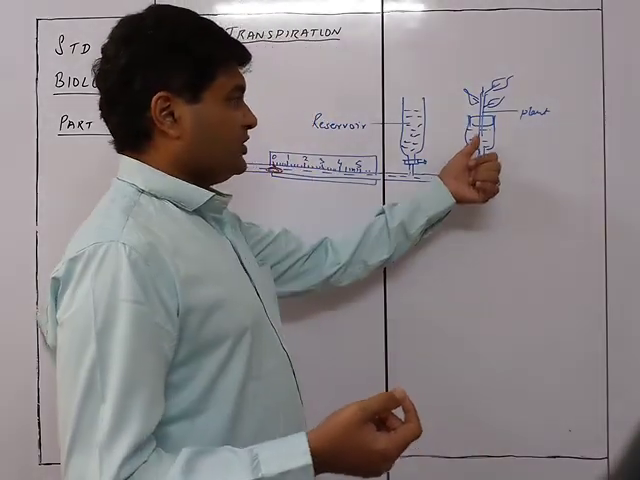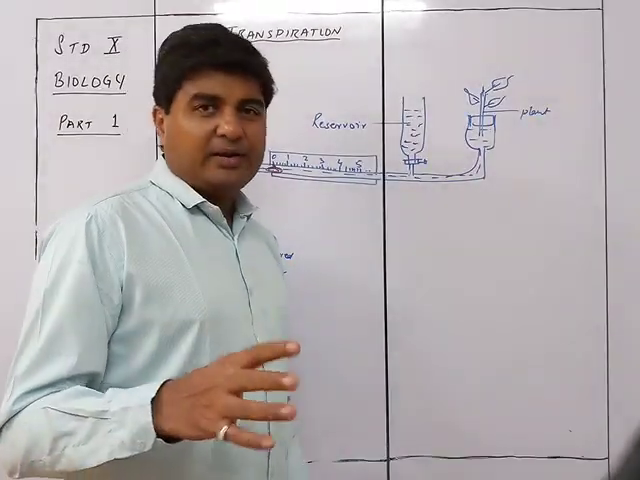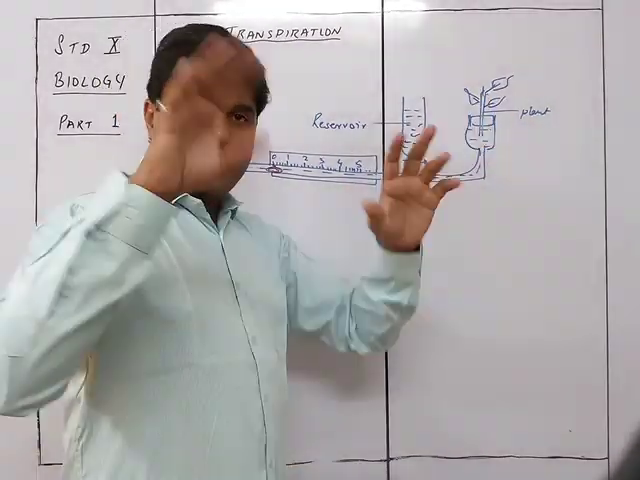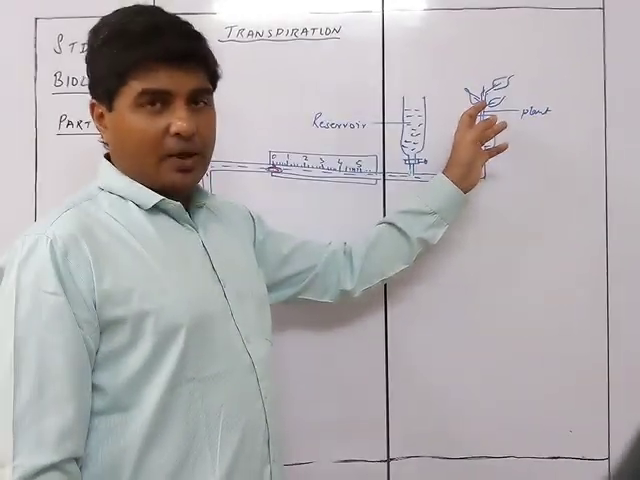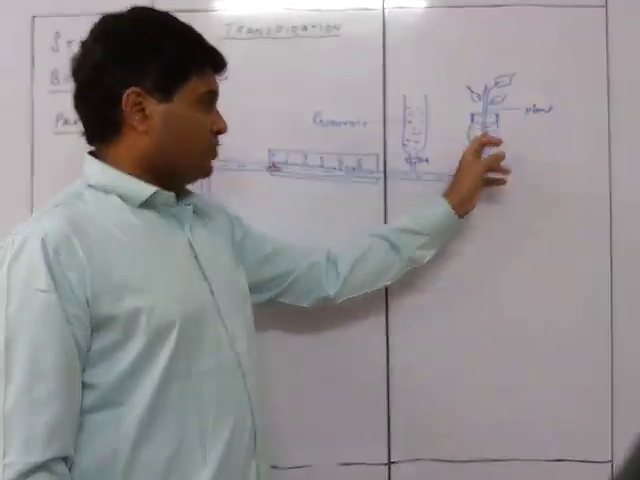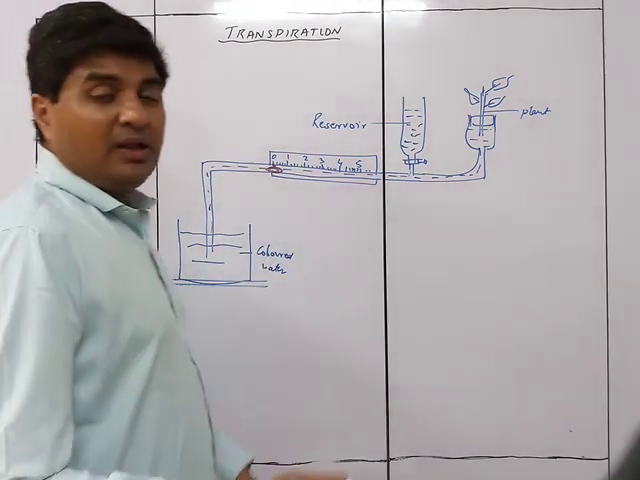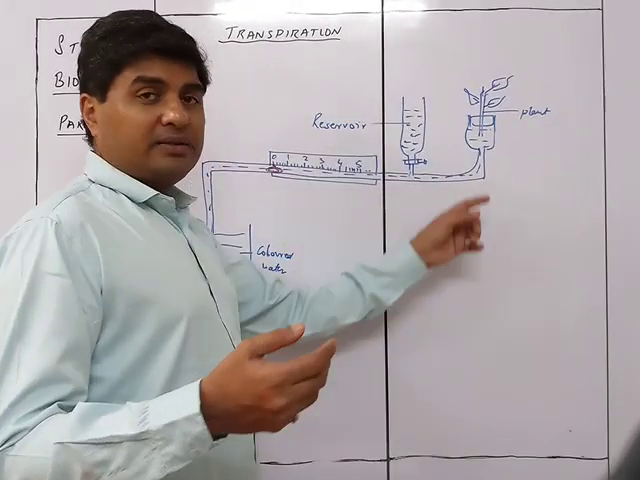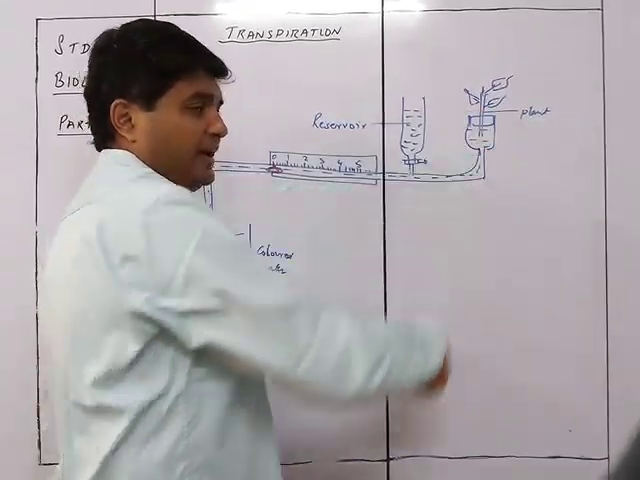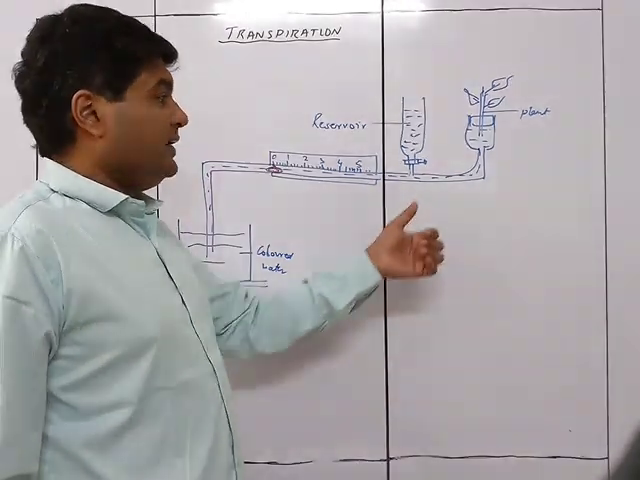One precaution is that first of all it should be completely airtight, because otherwise the vapors will escape from here, and you don't want that to happen. So this whole thing should be completely airtight, so that no air can get inside. There is a possibility of air entering inside, so it should be completely airtight.